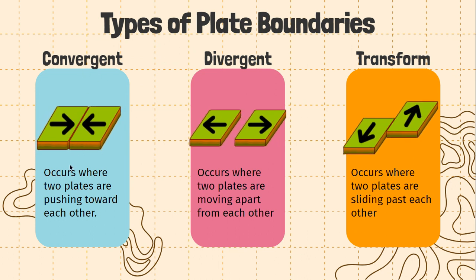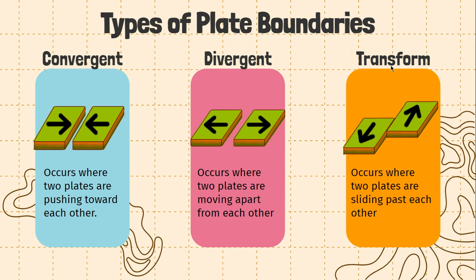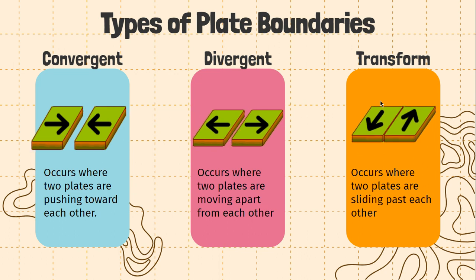Convergent means that the plates are pushing towards each other. Divergent means they're splitting apart, going away from each other. And transform means they're going across or sliding past each other. Converge, like connecting. Diverge, like dividing. Transform, like trans, meaning go across. We're going to look at this deeper in this little topic in this subunit.